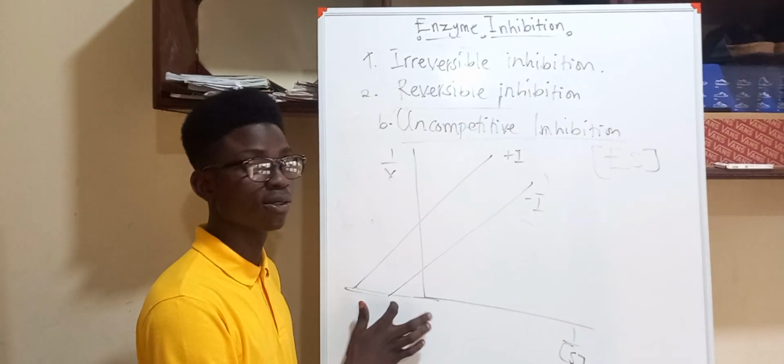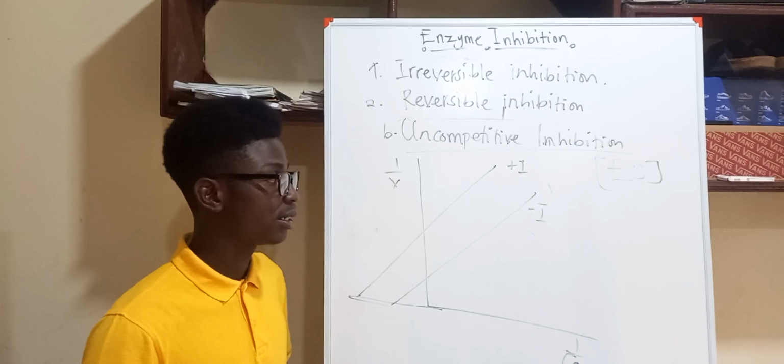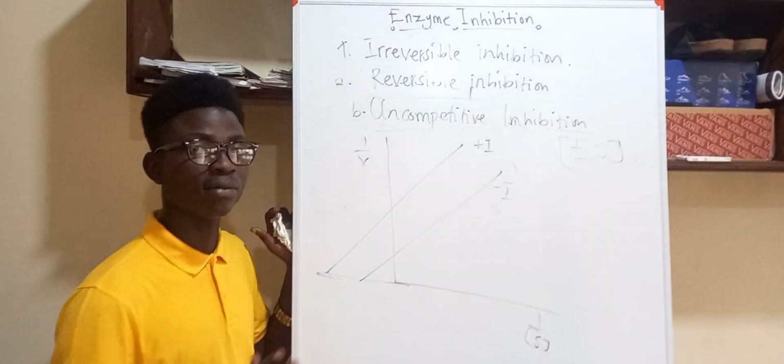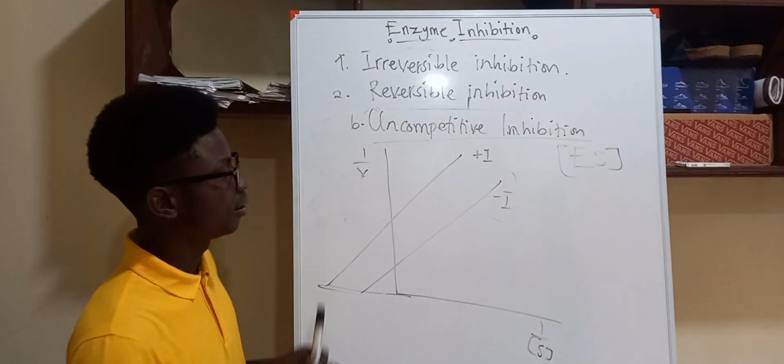You know what these values will be. Okay, I've already explained it. Because of time, I just want to run over it very, very quickly. So this is for the uncompetitive inhibitor, and we are done with it.